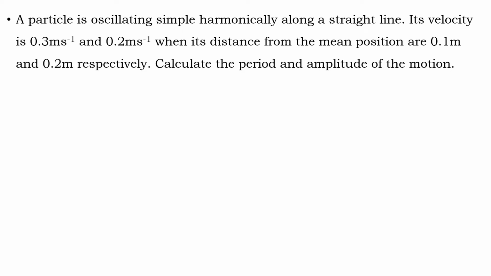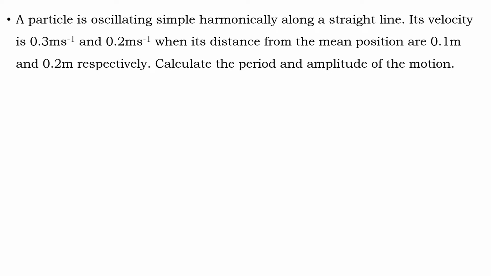Dear students, today we are doing some problems related to simple harmonic motion. The first question is, a particle is oscillating simple harmonically along a straight line. Its velocity is 0.3 meter per second and 0.2 meter per second when its distance from the mean position are 0.1 meter and 0.2 meter respectively. Calculate the period and amplitude of the motion.